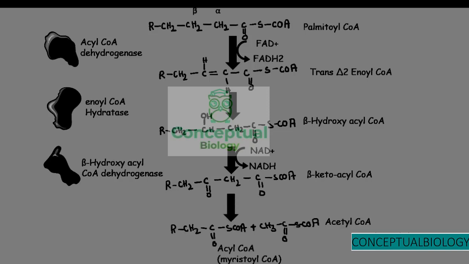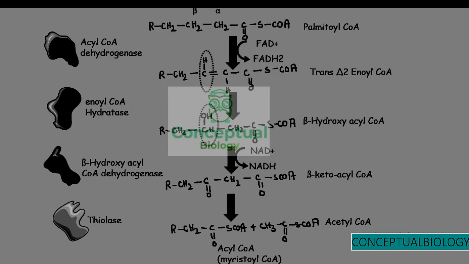Ultimately, an acyl-CoA molecule would be produced along with the acetyl-CoA. So, 2 carbons are removed from this long chain. So, if this chain was 16 carbon long, now it has become 14 carbon long because 2 carbon acetyl-CoA is moved out. Now, the acyl-CoA, in this case the myristoyl-CoA, can be acted upon further by other enzymes. I forgot to mention that the last step is catalyzed by thiolase. Now, these 4 enzymes are the key enzymes for beta oxidation.